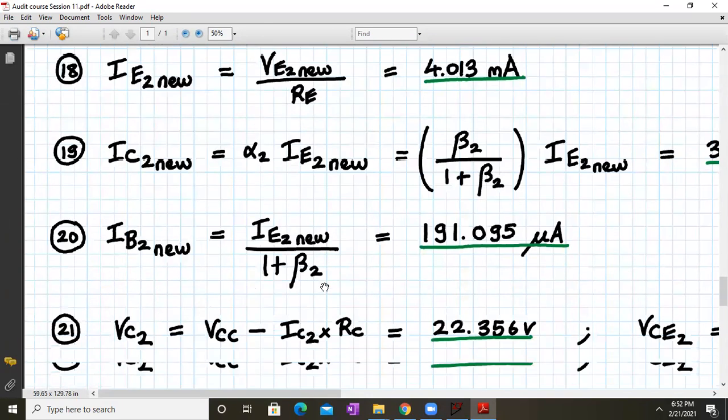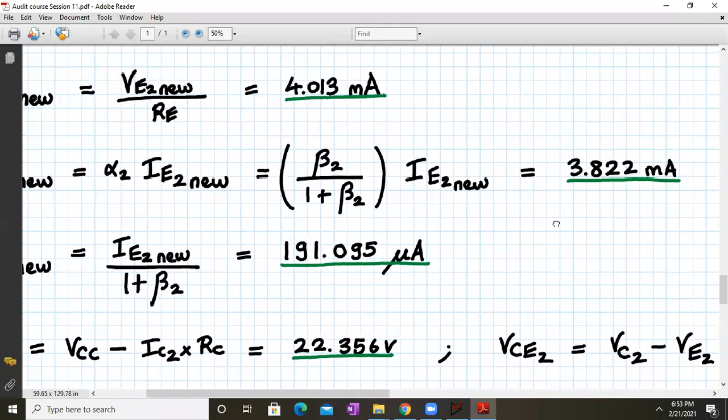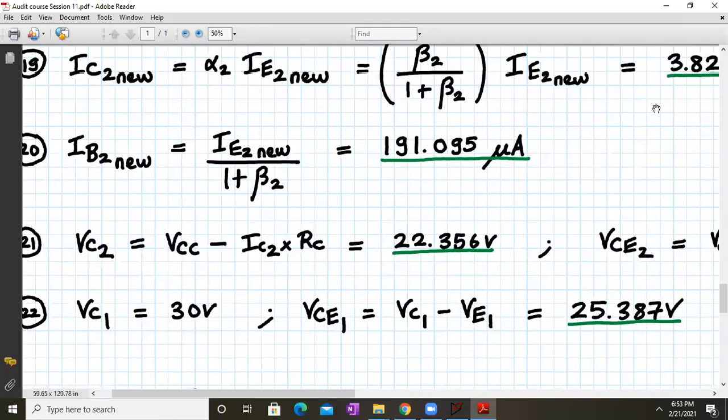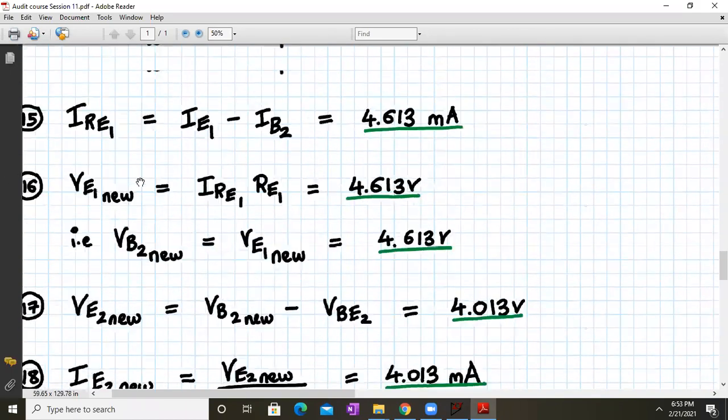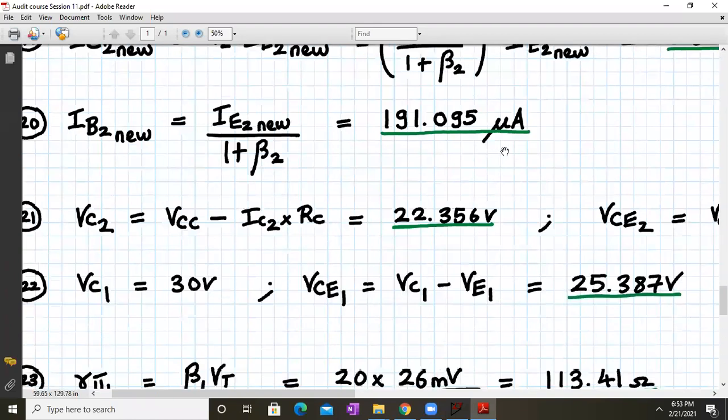4.013 milliamperes. And IC2 new, again, we can recalculate it. It is alpha 2 into IE2 new, which will be 3.822 milliamperes. And IB2 new will be IE2 new divided by 1 plus beta 2, which will be 191.095. See, we have earlier got the value of IB2 as 200 microamperes. Now the new value, updated value is 191.095 microamperes. From here we calculate VC2, which is VCC minus IC2 into RC, which will be 22.356 volt.